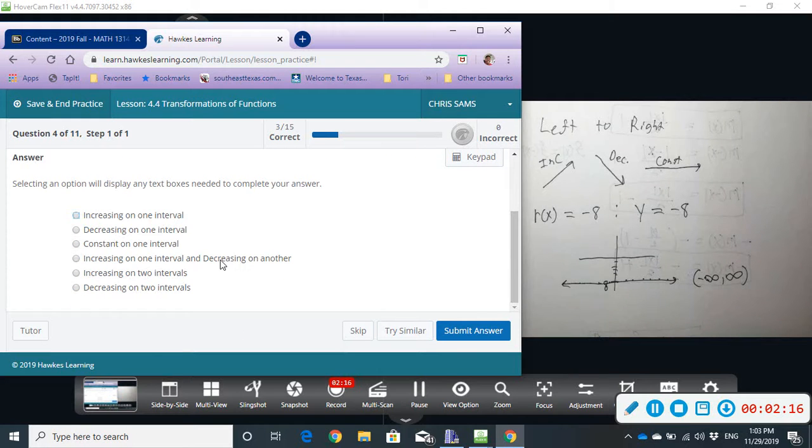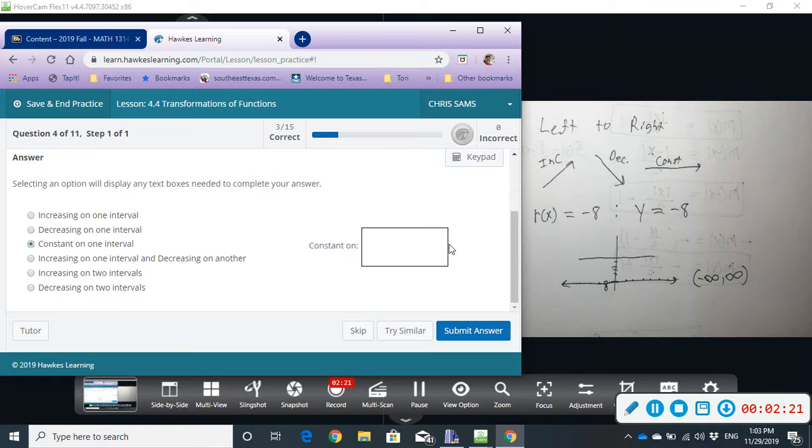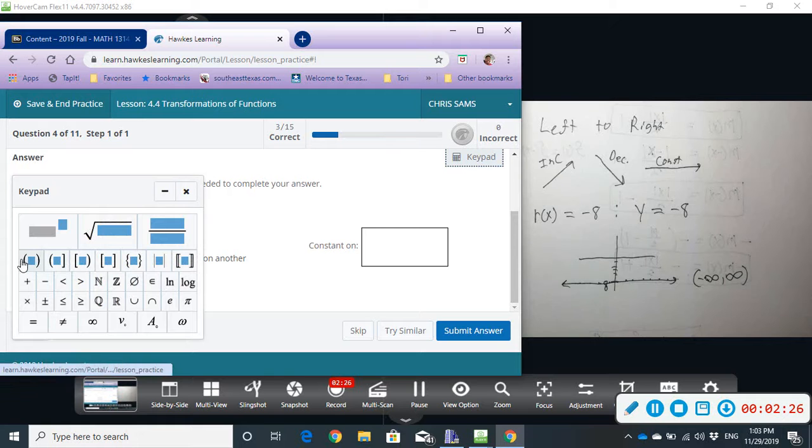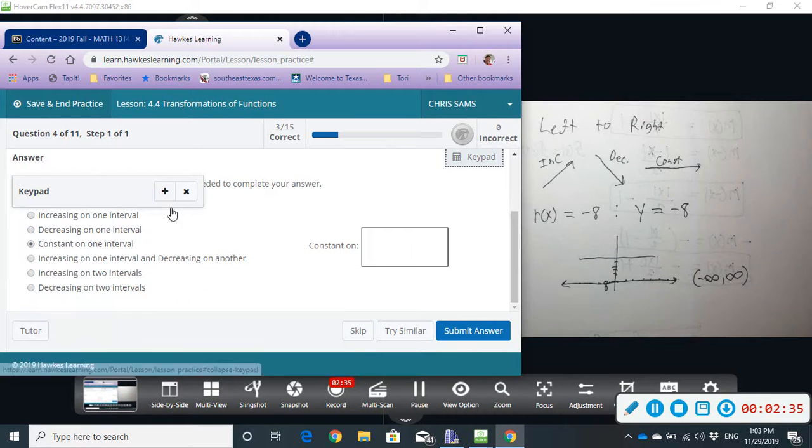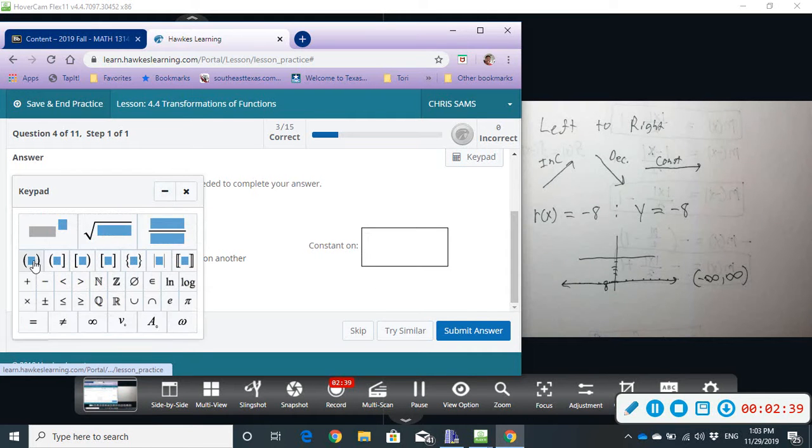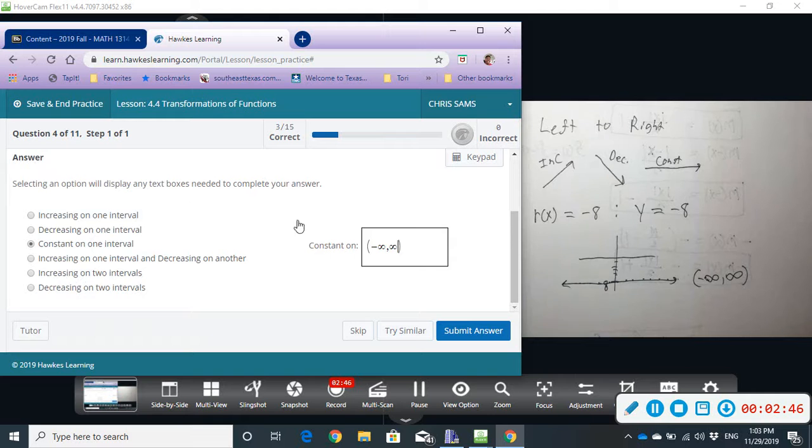So down here we have several options. We're going to say constant on one interval. There's only one thing that we need to work with, and we're going to use a keypad, parentheses, and we have to say negative infinity and then comma to infinity. Parentheses here, and then negative infinity comma to infinity. So that's the one interval where this function is just staying constant the whole time.